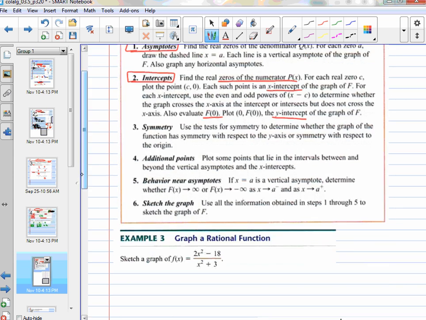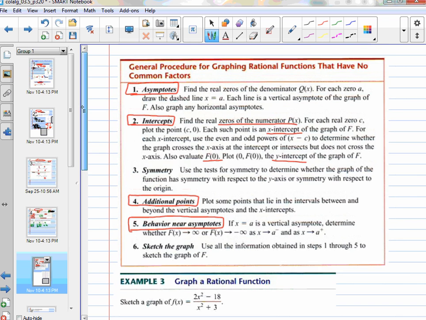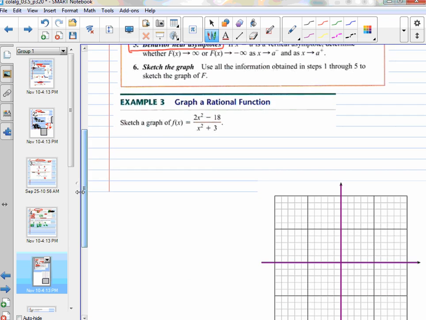But we are then going to get some additional points so we can fill in the blank spots. And when we get additional points, I'm going to pick points that are near the asymptote because that will help tell me whether I'm going up or down near the asymptotes. And then we sketch the graph. So we're going to do those 4 techniques, and then the last one, sketch the graph.